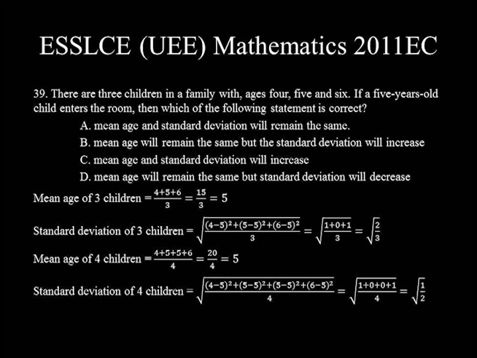The mean age remains the same, that's 5, but the standard deviation decreased from root 2 over 3 to root 1 over 2. Therefore, choice D is the correct answer.